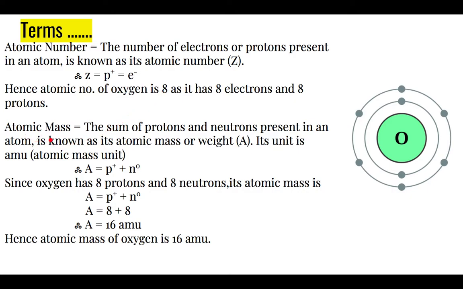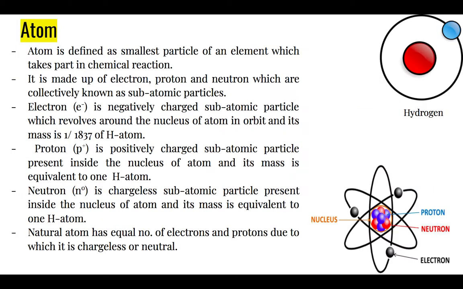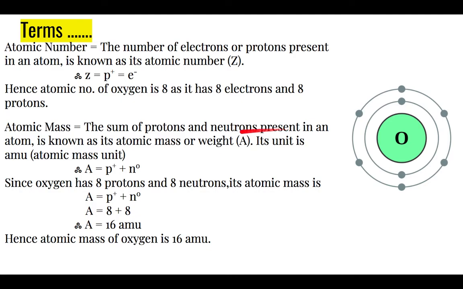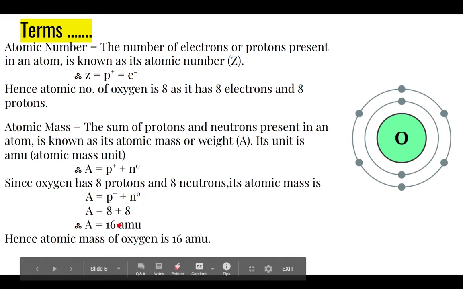Now next is atomic mass. If you want to find the mass of an atom, since the atom is made up of electron, proton and neutron, actually we need to add proton, neutron and electron. But as we discussed before, the mass of the electron is very small, so it is almost negligible. That's why, to find the mass of an atom, we just add protons and neutrons. That is why the sum of protons and neutrons present in an atom is known as atomic mass or weight, and its symbol is capital A. Its unit is AMU, atomic mass unit. So to find the mass of an atom, we just add the proton and neutron numbers. An example: oxygen has 8 protons and 8 neutrons, so the atomic mass of oxygen is 16 AMU.